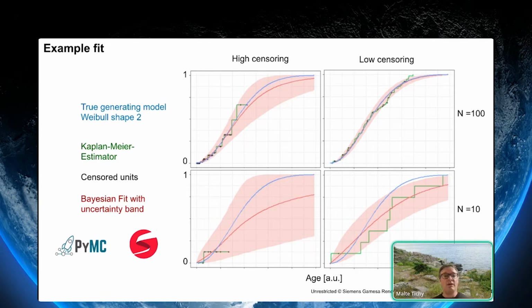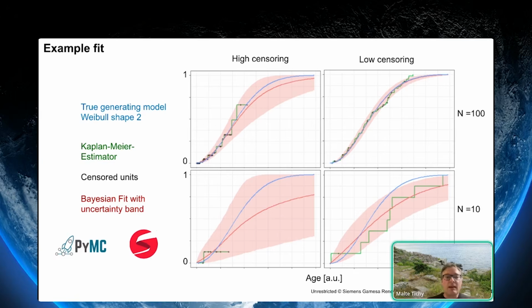Now, if you have done that, you can train a model. Here I have an example of what comes out when you do a Bayesian fit on a synthetic data set. I have a data set that I generated with a model with a Weibull shape of 2. That's the blue line, and it is the same in all 4 quadrants here. I generate 4 different data sets. In the upper row, I have 100 units. In the lower row, I have 10 units. So I have a moderately large data set, and a very small data set in the lower row. Then on the left-hand side, I have a high degree of censoring. On the right-hand side, I have low censoring, and so this effect is much smaller.